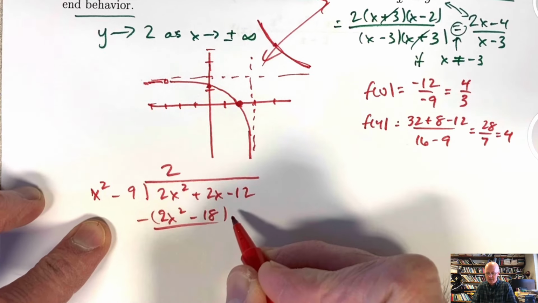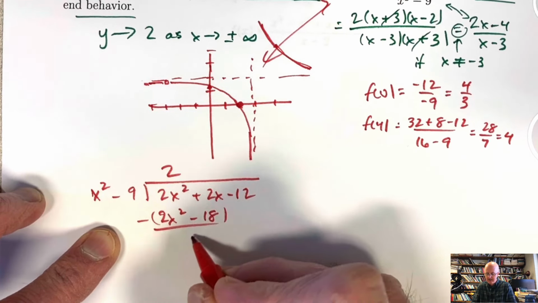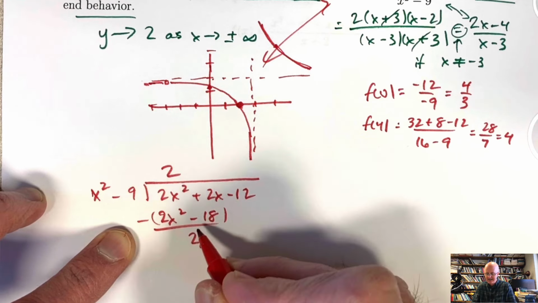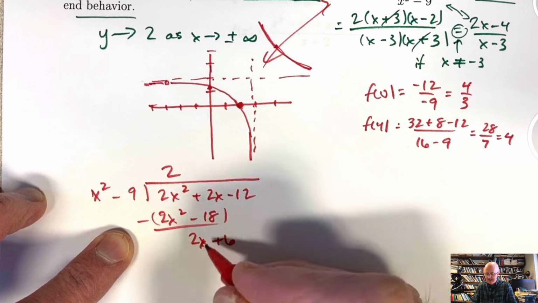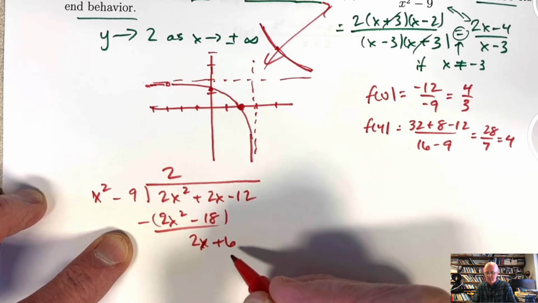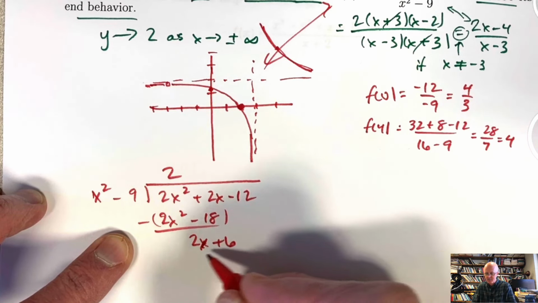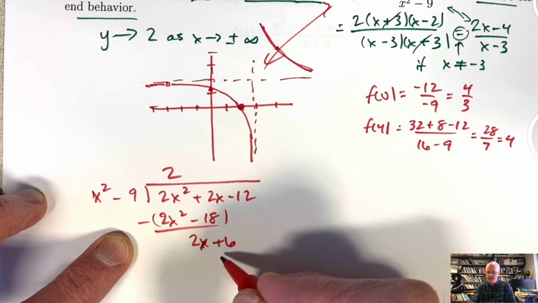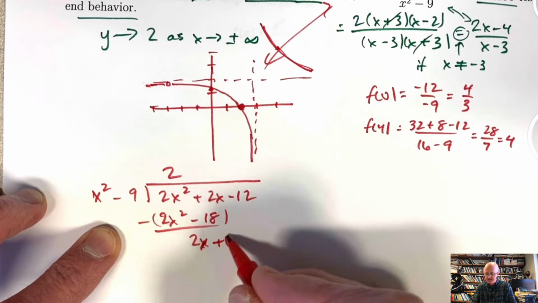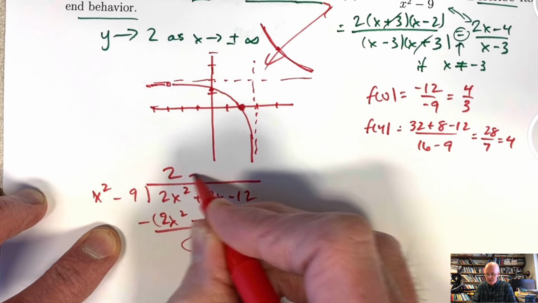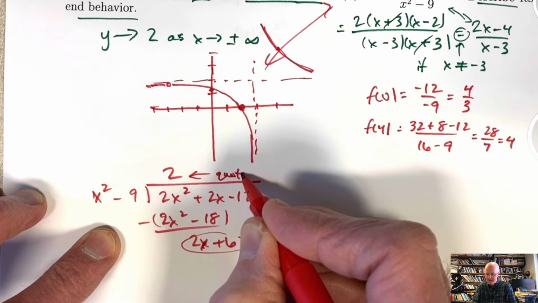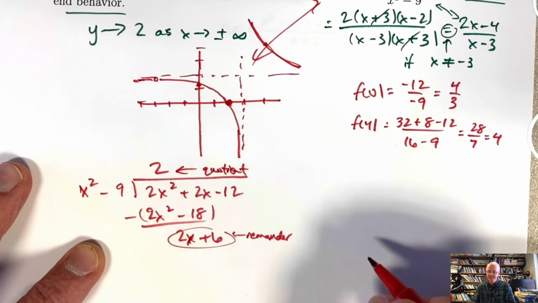Subtract. 2x comes down. Negative 12 minus negative 18 is negative 12 plus 18, which is positive 6. And that is as far as I can go because now I have an expression whose degree is smaller than what I'm dividing by. So this is the remainder. And here is the quotient. It's a constant. This is the opposite of what's happened before where our remainders were constant.